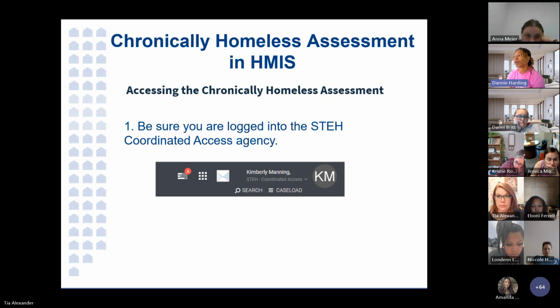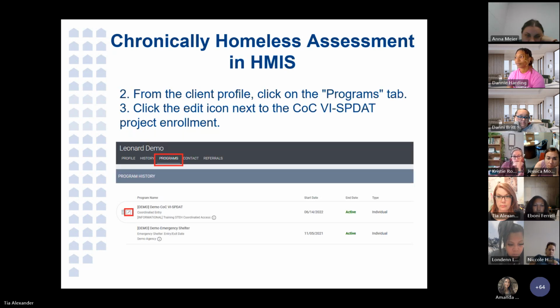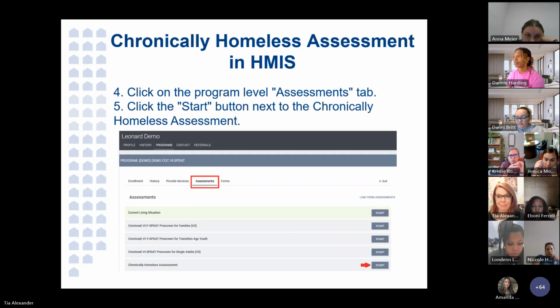To access the chronically homeless assessment, first, be sure you are logged into the Strategies Coordinated Access agency. Search for your client. Then from the client profile, click on the Programs tab. Then click the edit icon next to the CoC VI-SPDAT project enrollment. Click on the Assessments tab, then click the Start button next to the Chronically Homeless Assessment.